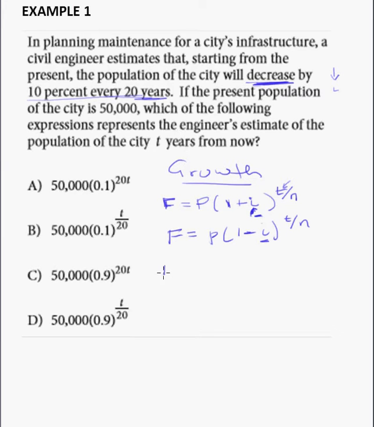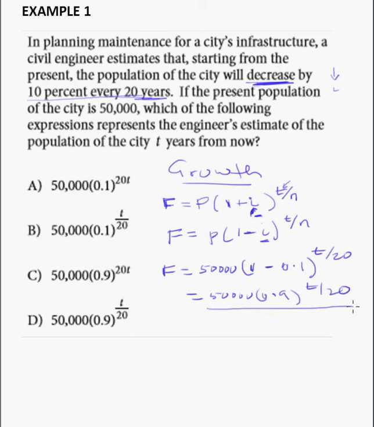We know that we want the future value, so F is going to be equal to 50,000, which is the present population. We have 1 minus, and it's decreased by 10%, so it's 0.1, that's 10%, and to the power t over 20. So if you simplify your model, it becomes 50,000 times 0.9 to the power t over 20. Even without looking at your answer choices, this is what your answer should look like.